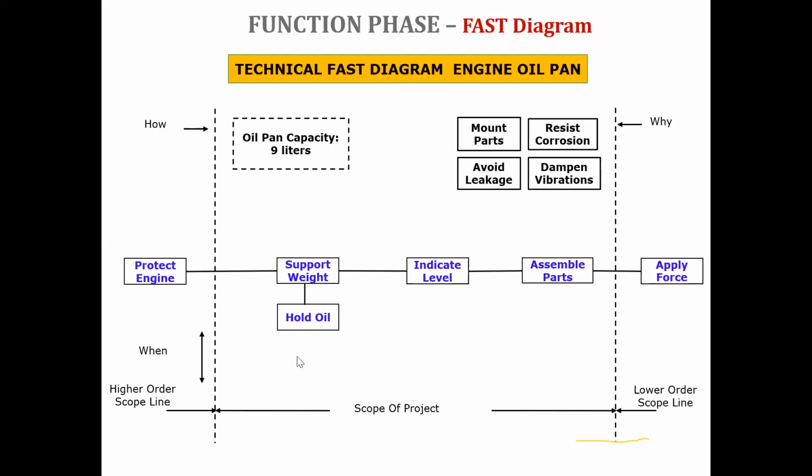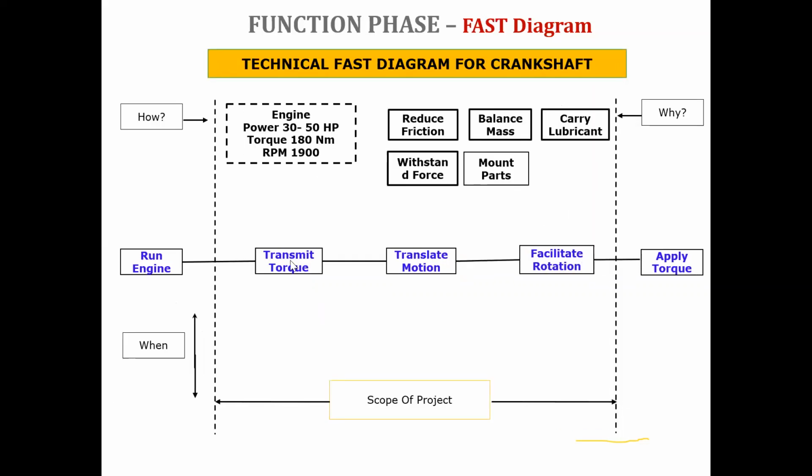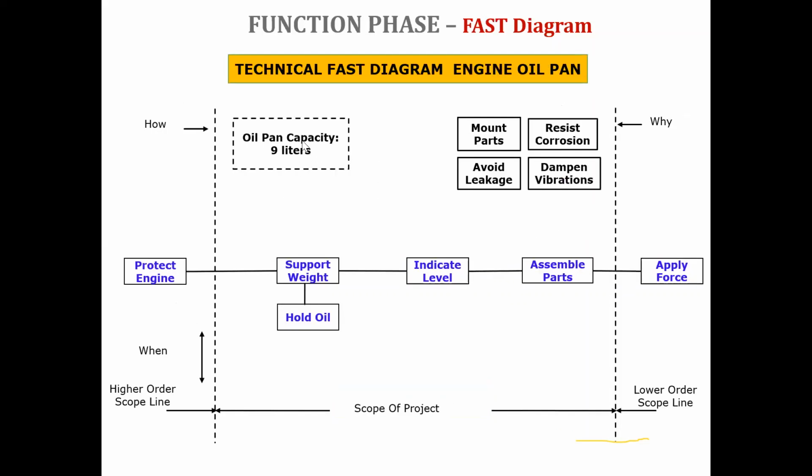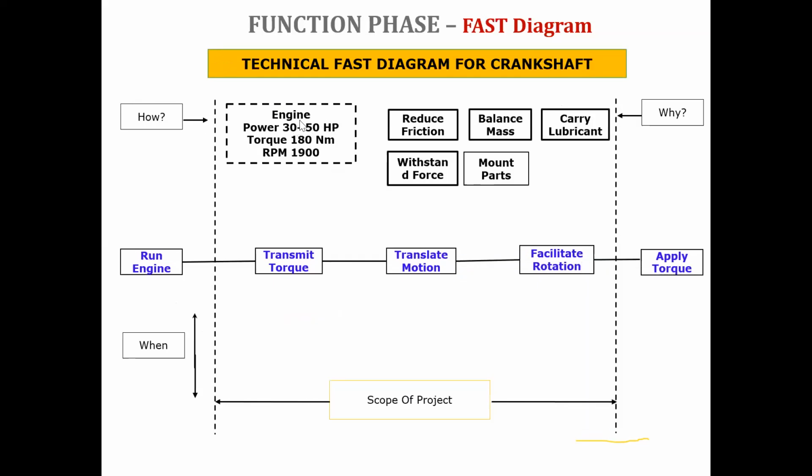Why is it protecting the engine? Because if there is no oil, it may lead to failure or seizure. So the design specification is a 9-liter capacity for the tractor engine, and the all-the-time functions indicate mounting parts, resisting corrosion, avoiding leakage, and dampening vibration. This is for a 30 to 50 horsepower tractor engine, and the torque is 180 Newton meter, and the RPM is 1009 RPM. This is the update.